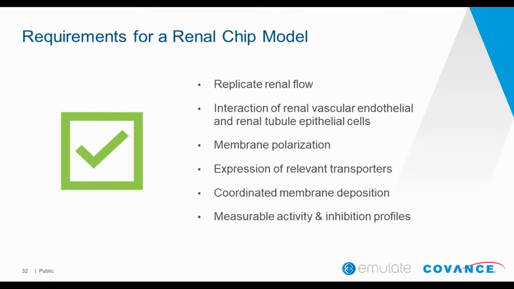Likewise, with the appropriate membrane polarization, as well as the expression of the various transporters, we are seeing the deposition as appropriate to both the apical as well as the basolateral side of the cells. But most importantly, these are all coming together to give us measurable activity as well as the appropriate inhibition profiles that we would expect to see. And all of this comes together to translate into relative clinical outcomes that can be utilized to better predict what could be happening within a patient as a compound is moving forward.